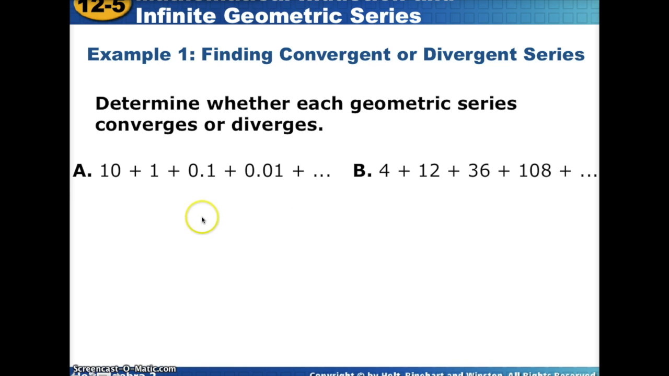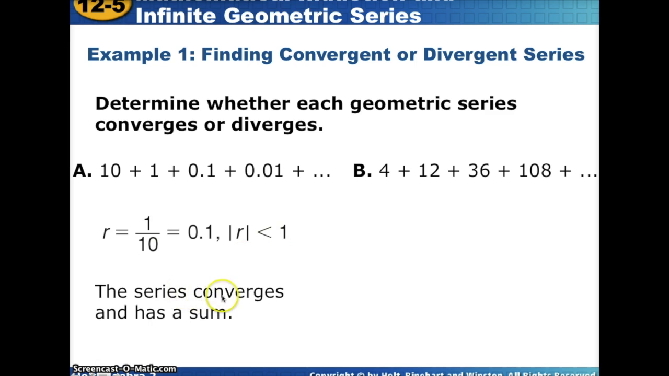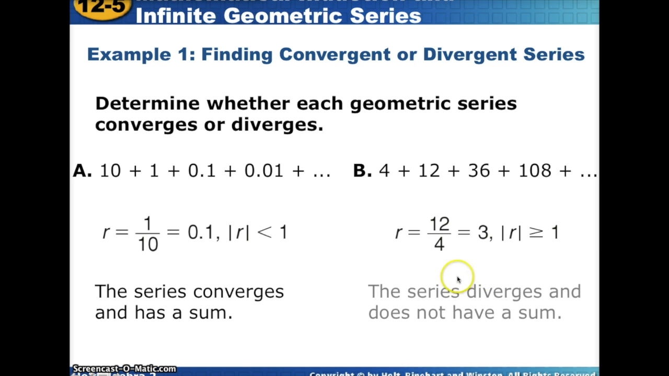So let's try this again. Here's a brand new problem. The first number is 10, the second number is 1. If you notice, when you divide these, there's a pattern there. It's 1 divided by 10, 1 over 10. That's R, and that R is less than 1. If R is less than 1, we would say this series converges on a certain sum. Here, on B, R, which is 12 over 4 or 36 over 12, is 3. R is larger than 1. That 3 is larger than 1. So this series is said to diverge. Diverge means to go off away from, whereas converge means to come to it.